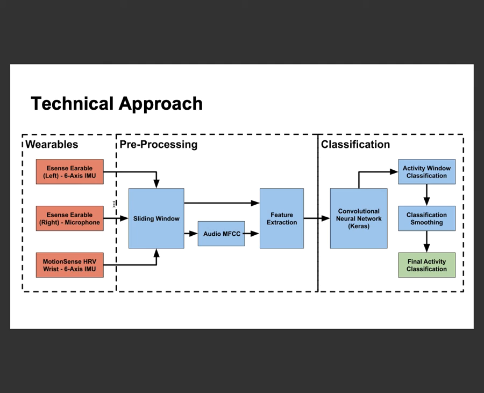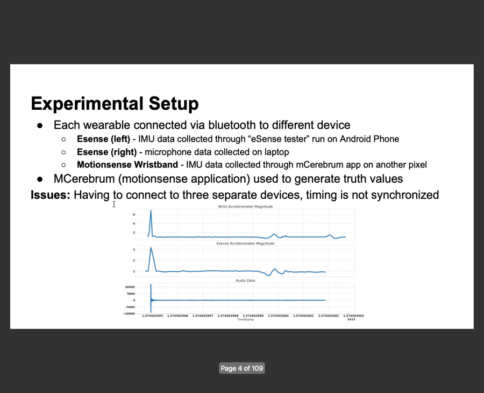For the audio, the MFCC basically transforms it into the frequency domain, where we calculate a number of features. We extract features from the time domain signals as well. I'll talk later about why we chose to do feature extraction instead of just putting the raw input into the CNN. But we take that and put it into our CNN. This outputs a classification for every activity window, and then we smooth that output and get our final activity classification.